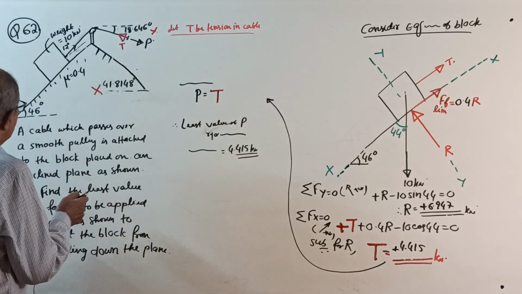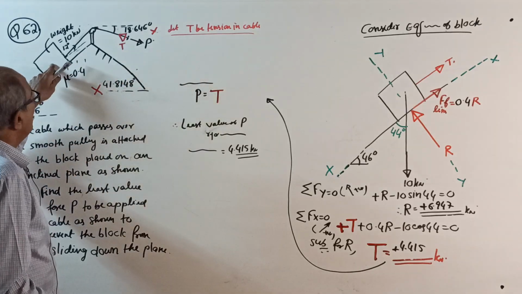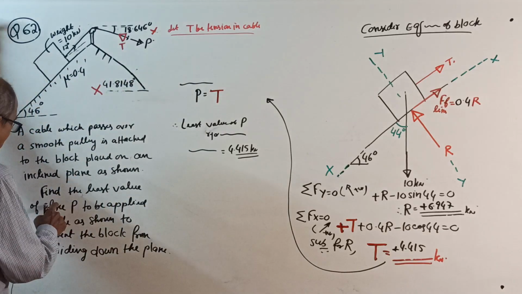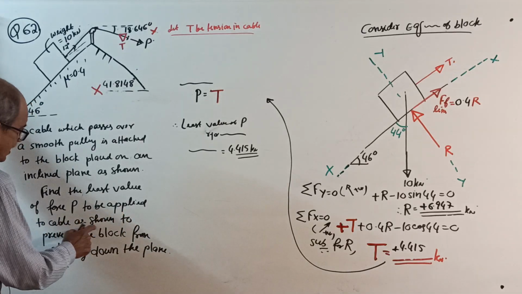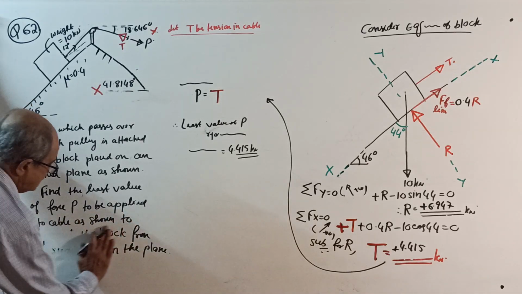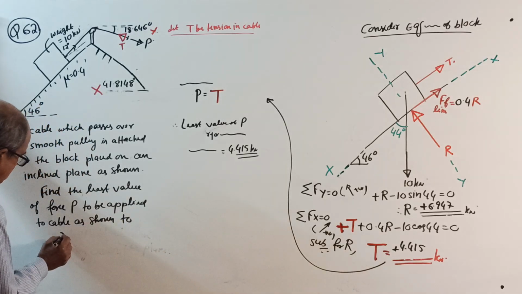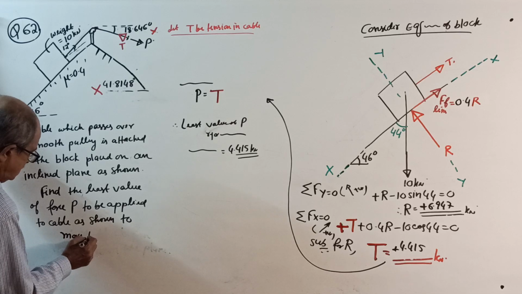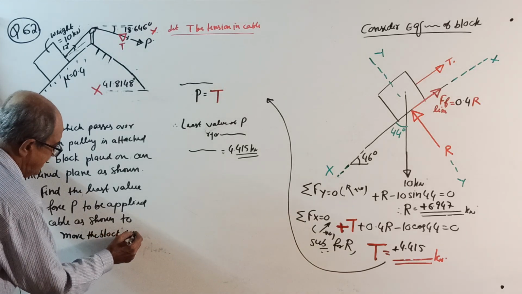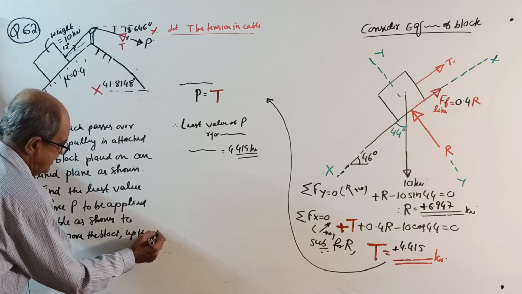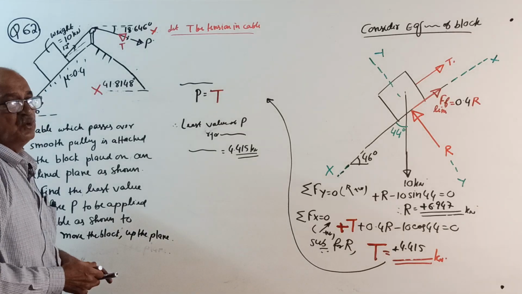But now I will change the question. Last time they wanted P to prevent the block from sliding down. Now I will ask: find the value of force P to be applied to the cable as shown to move the block up the plane.